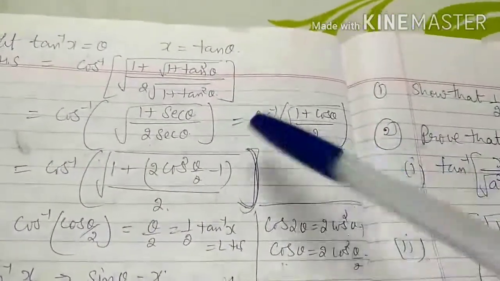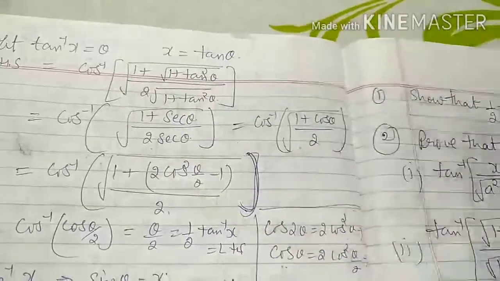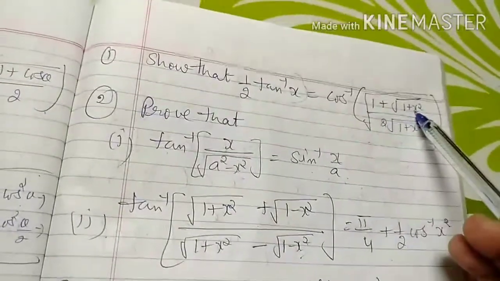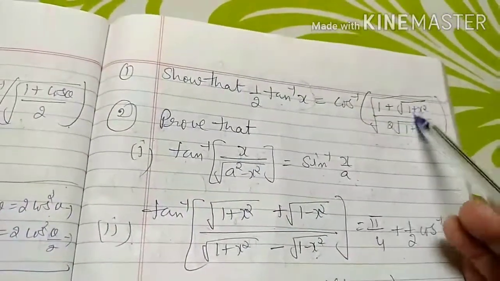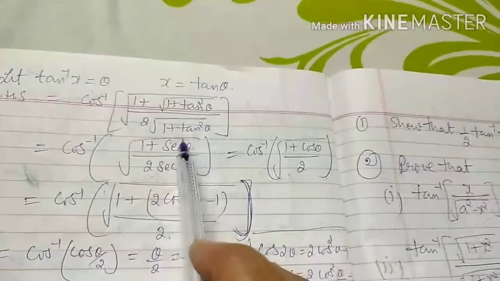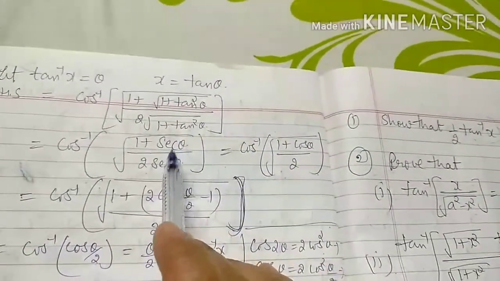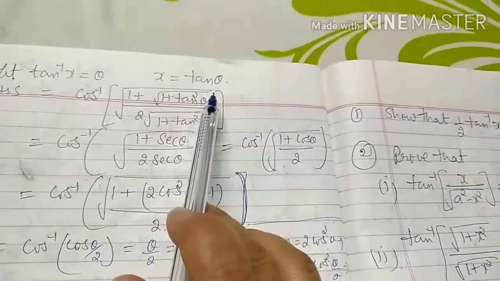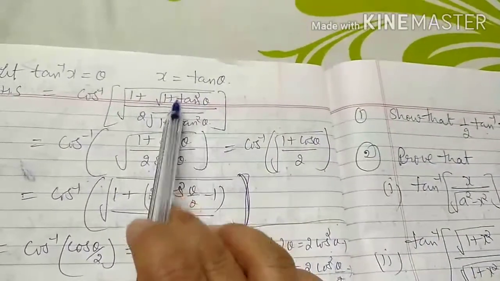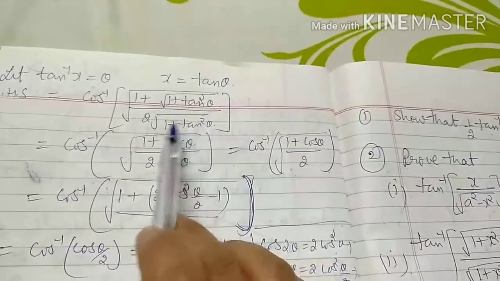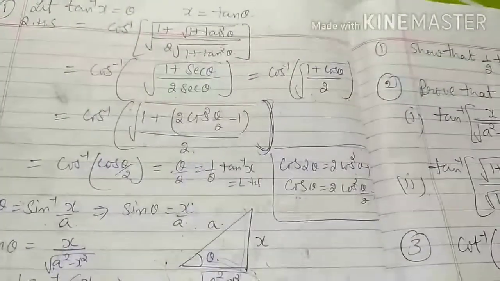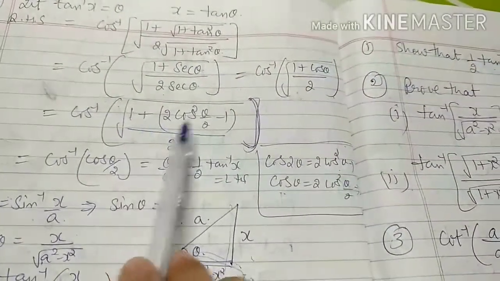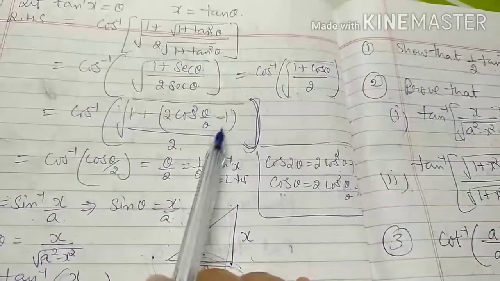You consider x is equal to tan theta. Here, replace x with tan theta, because here you have to prove with tan inverse x. According to that, you have to consider tan theta. That becomes tan square theta. 1 plus tan square theta changes into secant square theta, and the square root of this gives you secant theta. Similarly in the denominator, that is 2 secant theta. Here also 1 plus 2 cos square theta by 2 minus 1.